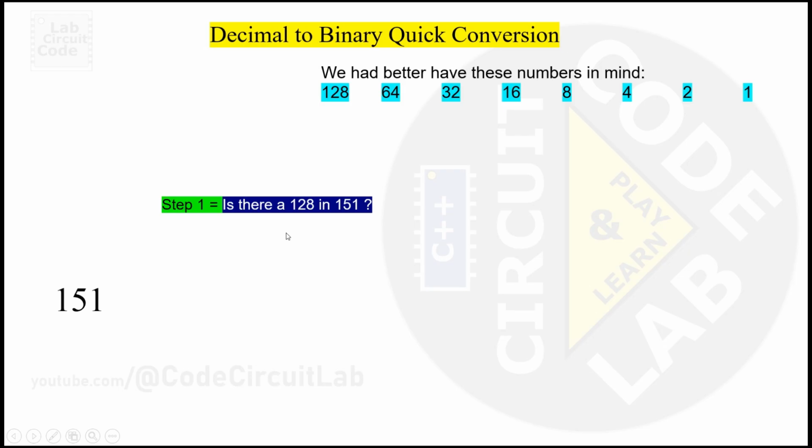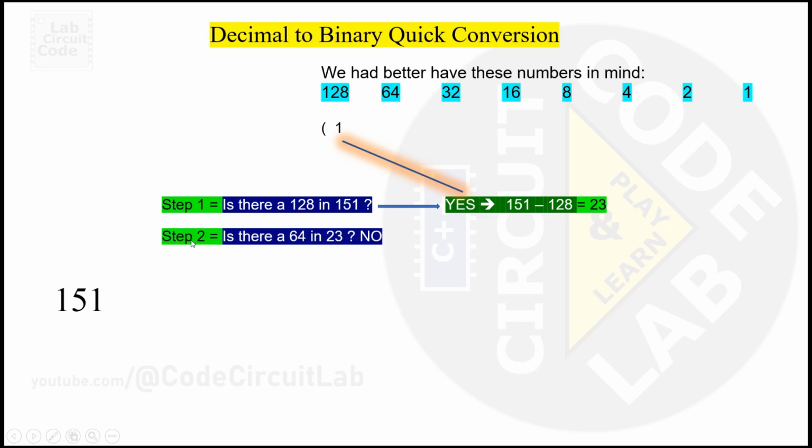So what do we do? We subtract 128 from 151, the result is 23. And because it's a yes, we add a 1 under 128. This is the first bit. Then we jump to the second bit.